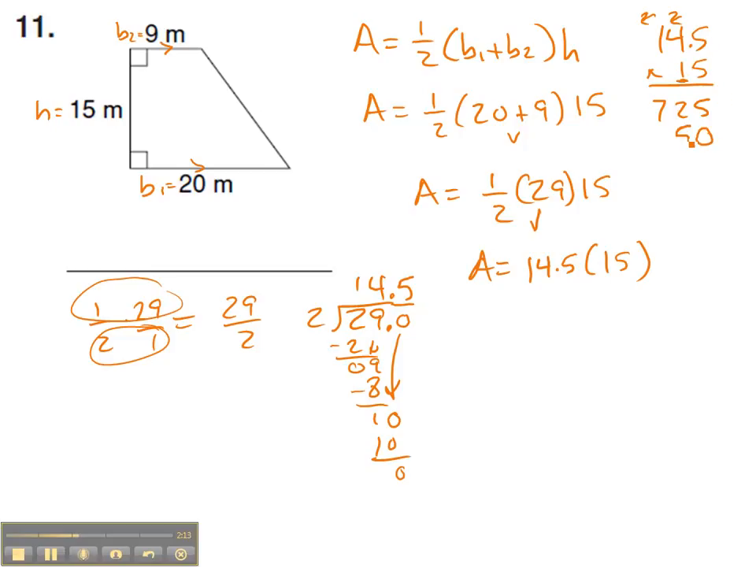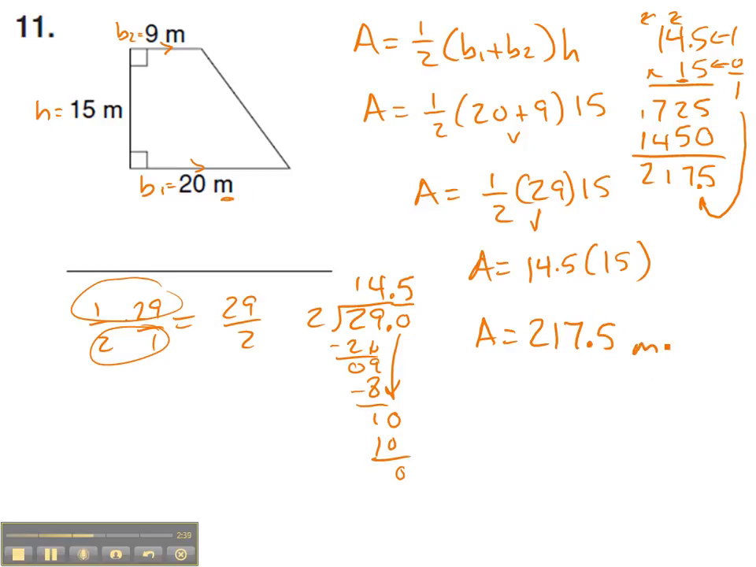5 times 1 is 5. 4 times 1 is 4. 1 times 1 is 1. Adding these up, we get 1, carry the 1, 2175. We have 1 decimal place in this factor, 0 decimal places in this factor, so I need 1 plus 0, or 1 decimal place in my product. So the area equals 217.5. The units are meters. Since it's area, that would be meters squared.